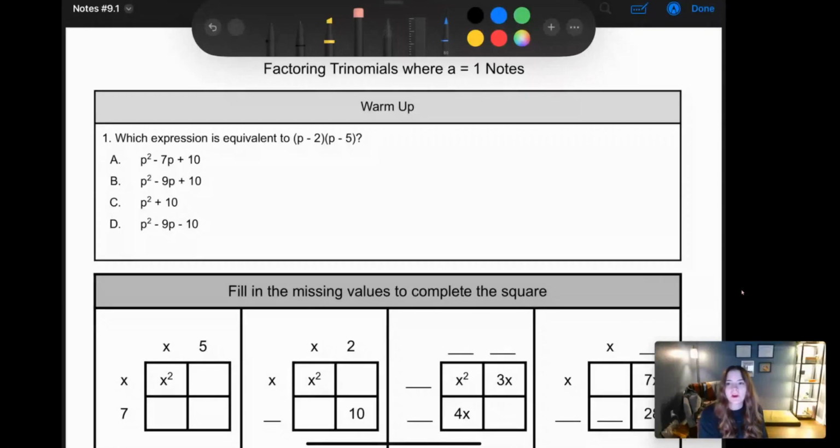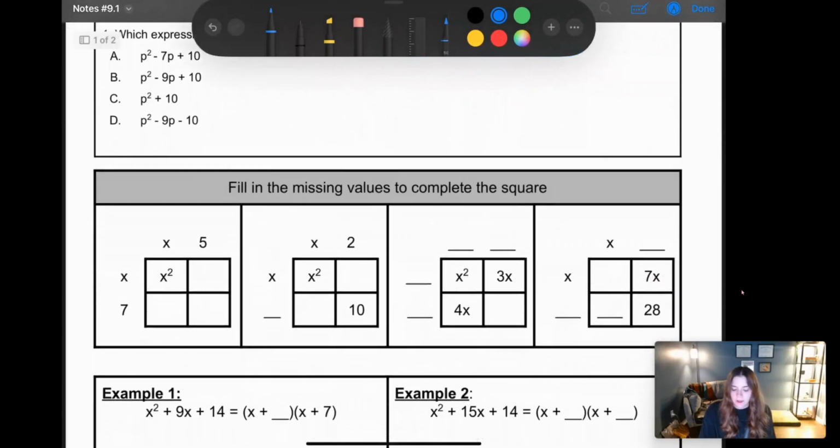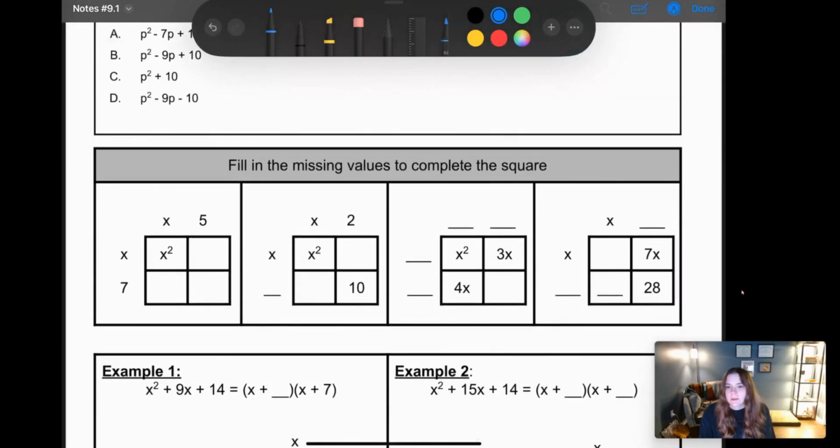Factoring trinomials where a equals 1. Now, on your warm-up, we have talked about this a little bit before, and so just remember as a hint, you can use the FOIL method or the box method. Okay, factoring trinomials where a is 1. We're going to do the box method on these.